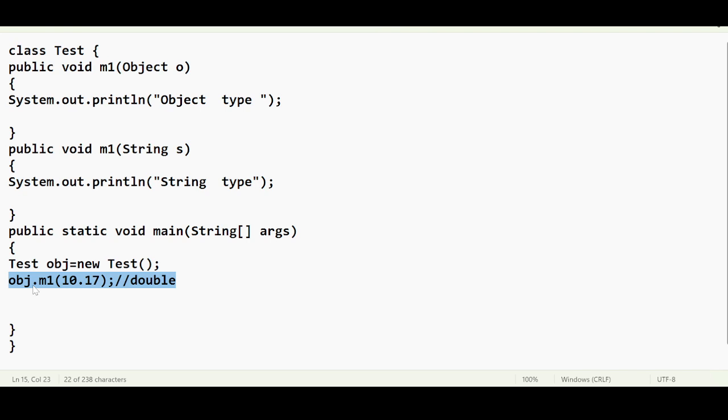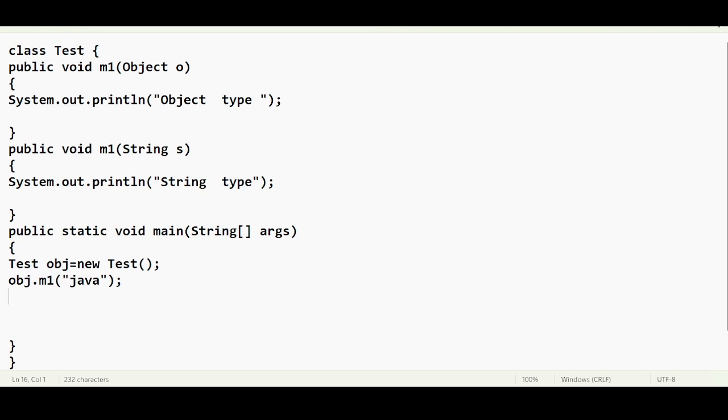Now you tell me. The object is already created. I do not want to make any changes here. On this object reference, I want to call the m1 method, and I want to pass a value of string type: Java. What is the output now? String type or object type?